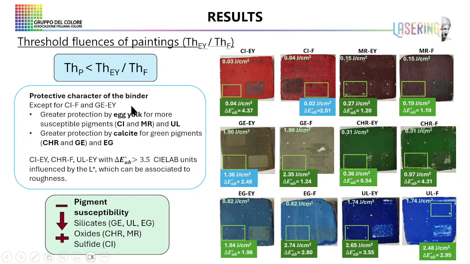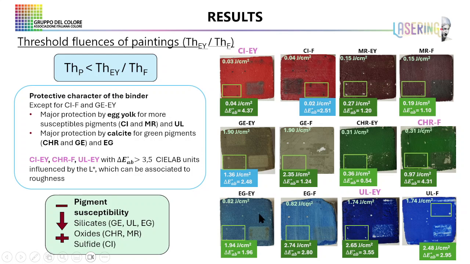So for the others, we see a greater protection given by the yolk for the most susceptible pigments, such as cinnabar and Mars red, and for the ultramarine blue. On the other hand, we have a greater protection given by calcite for the green pigments and Egyptian blue. All these values are confirmed by colorimetric analysis.